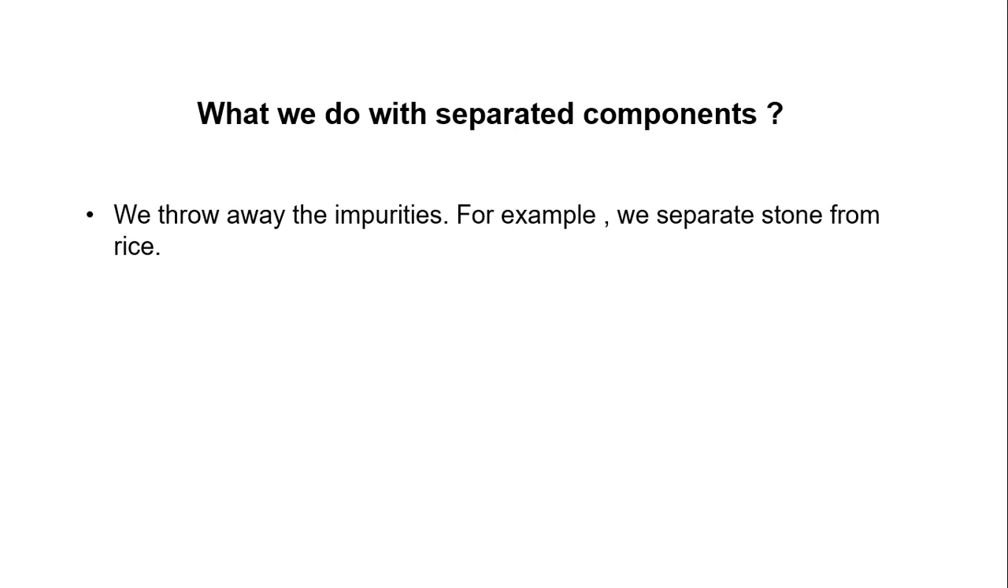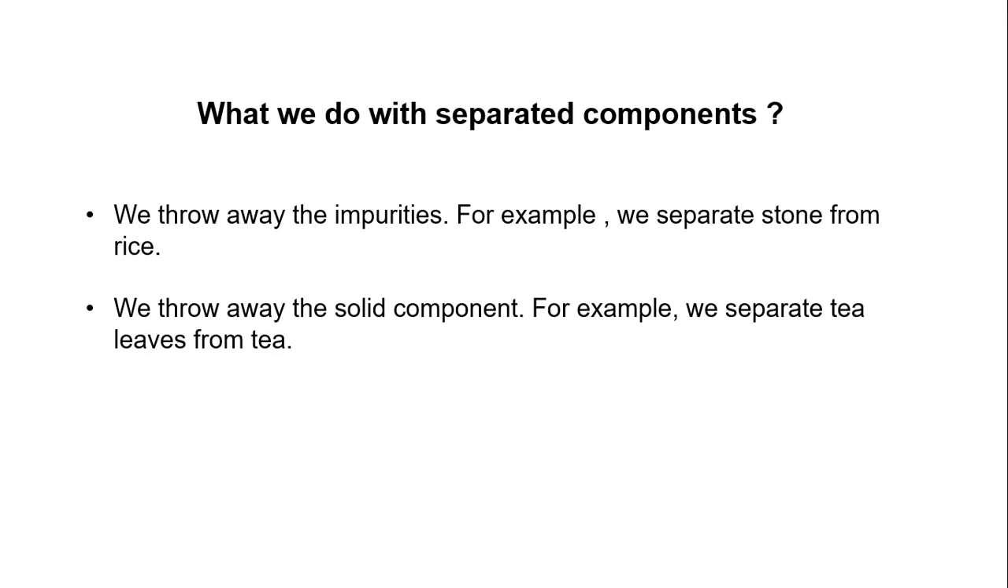Now, what do we do with separated components? After separation, what do we do with the components? First, we throw away the impurities. For example, when we separate the stone from rice, we throw the stone. We throw away the solid component. For example, when we prepare tea, we separate the tea leaves and we throw the solid component.